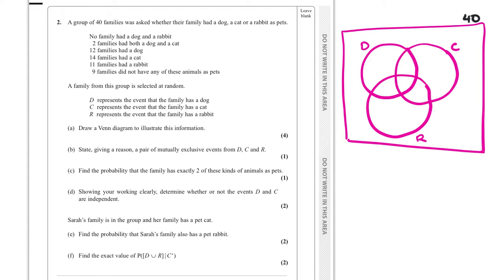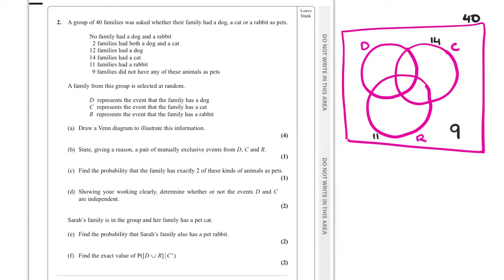So what I'm going to do is read through the clues. I always start at the bottom and work my way up. I read these clues a few times before I get going, but let's actually see what's going on. 9 families did not have any of these animals as pets. So straight away, 9 goes on the outside. That means that all that's left in those circles has to add up to 31. Now, 11 families had a rabbit. So I know 11 needs to be the total for rabbit. So I'm just going to write a little 11 there. It's basically like a Sudoku, isn't it?